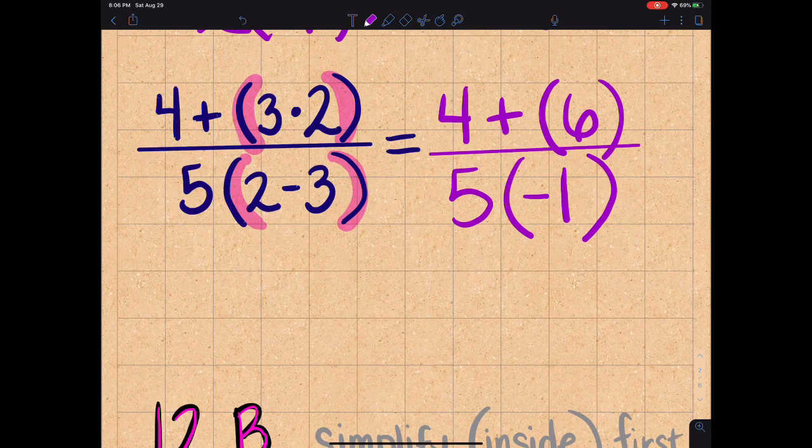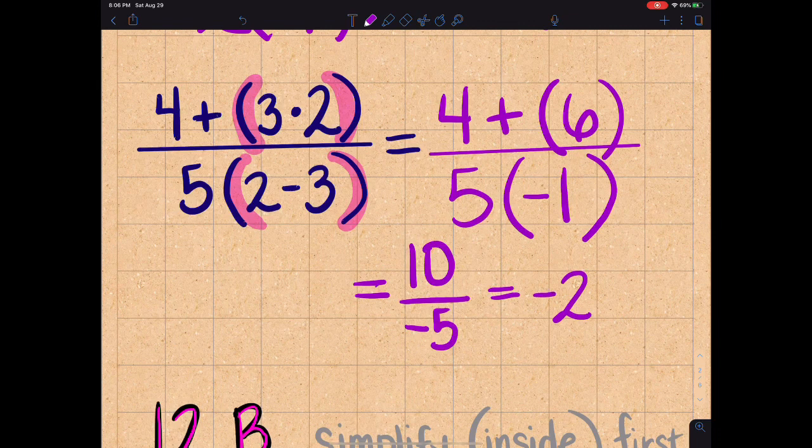And then that will simplify further down below to 4 plus 6 is 10 on the bottom. 5 times negative 1 is negative 5. 10 divided by 5 is 2. And the final answer is going to be negative. So that's the answer there.